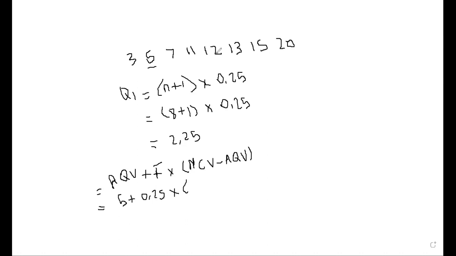Remember your data set, that's why they say it must be in ascending order so that you don't make any mistakes. Because imagine if you had started with 20, 15, 13, you wouldn't get the correct answer. So the next consecutive value is 7. Then you say 7 minus AQV, which is still 5. What answer do you get? It's 5.5.